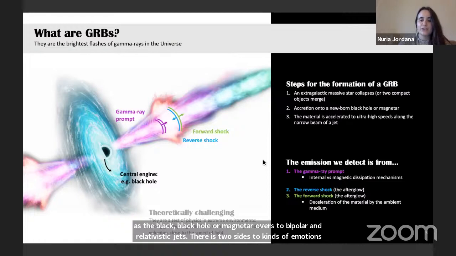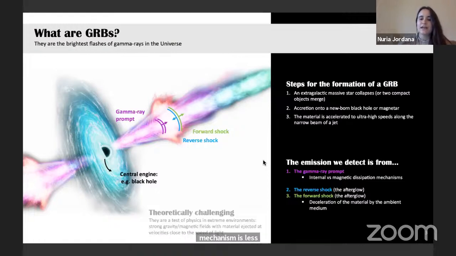We have internal shocks, shells of different velocity colliding with each other, releasing kinetic energy, or we have magnetic dissipation mechanisms such as reconnection. Then when the jet collides with the interstellar medium, this material gets decelerated, producing a forward shock and a reverse shock. The key point here is that the reverse shock travels backwards into the jet and still contains the properties of the central engine. And the forward shock is basically shocking the ambient medium.